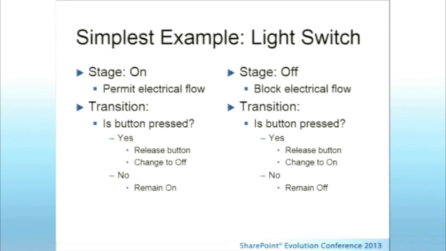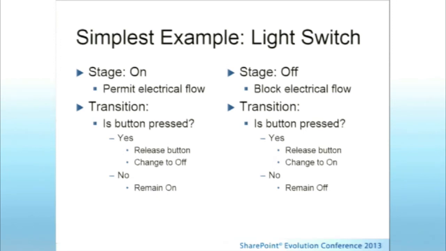If the button is pressed, then first of all, release the button and then change the state to off. Or if it's off, change the state to on. Otherwise, you remain in the current state. So it's not so much a question of beginning and end, it's where are we at the moment? Are we in the state of being on or the state of being off?